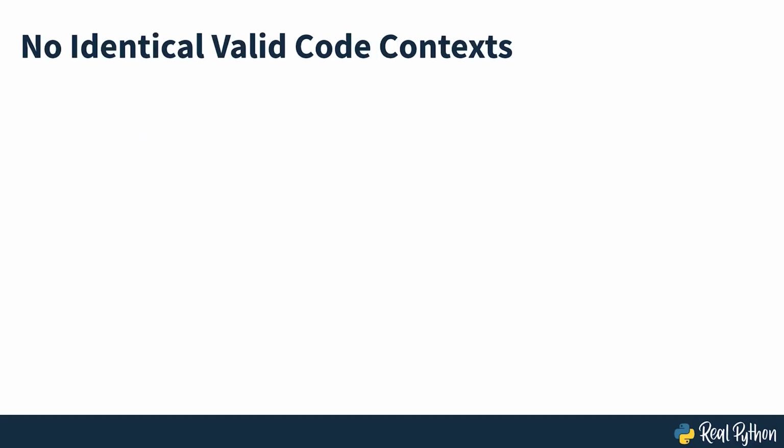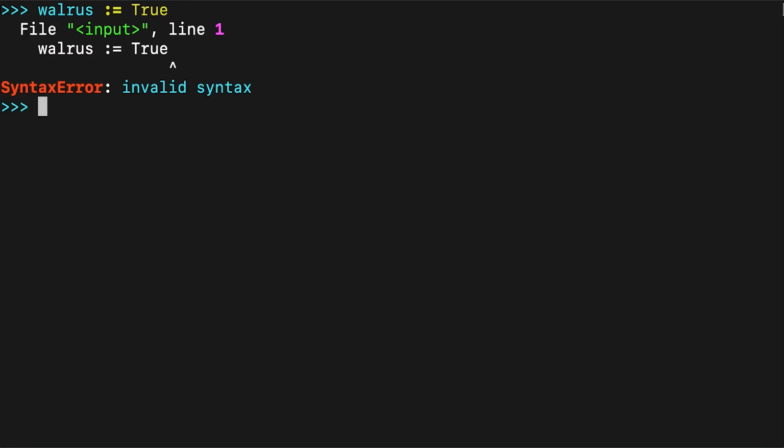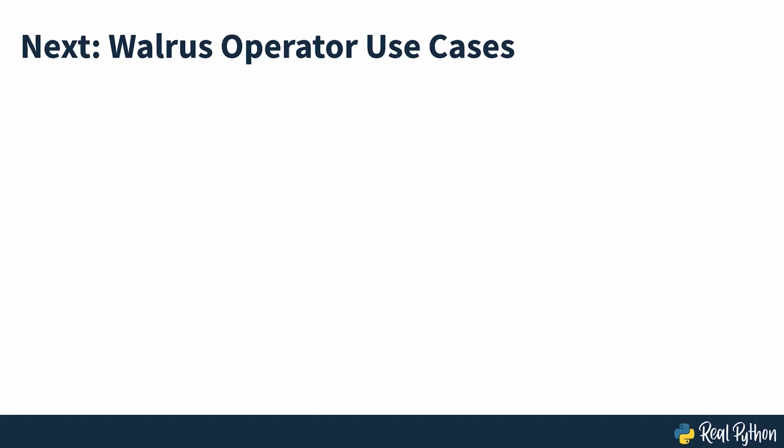One design principle underpinning the walrus operator is that there are no identical code contexts where both an assignment statement using the equals operator and an assignment expression using the colon-equals operator would be valid. For example, you can't do a plain assignment with the walrus operator. In many cases, you can add parentheses around the assignment expression to make it valid Python. Writing a traditional assignment statement with equals is not allowed inside such parentheses. This helps you catch potential bugs. In the next section of the course, you'll see some typical use cases for the walrus operator.